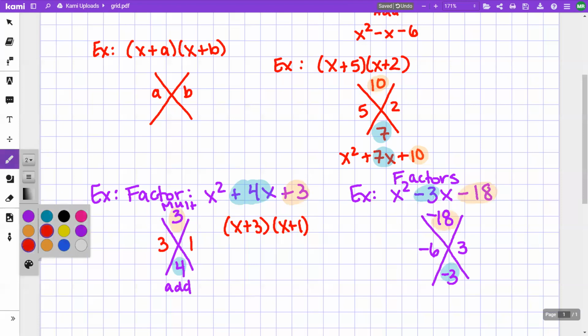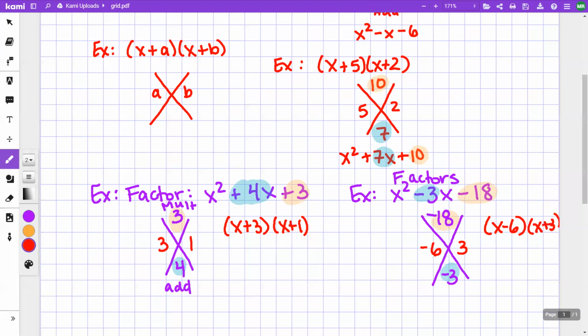And so my factors, let me color code this again. That was a negative 6 and a positive 3. My factors are going to be an x minus 6 and an x plus 3. So we are trying to factor, going opposite from multiplying them out.